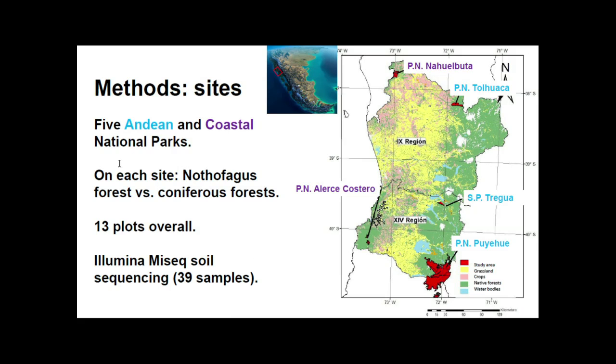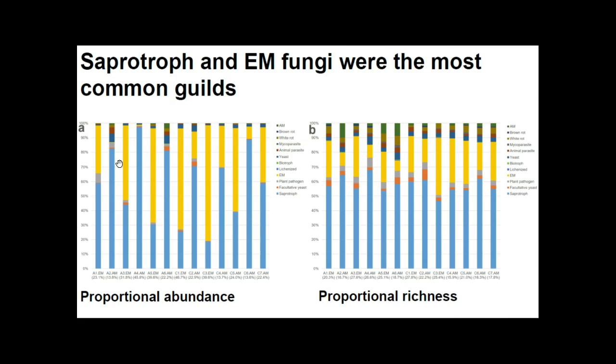To do this, we selected 5 sites and 13 plots overall. In each one of these sites, which correspond to national parks, we compare nothofagus forest versus conifer forest, for 13 plots overall. We sequenced bulk soil with Illumina and ITS2, basically, and these are the main results at the functional level. We can assign each one of these OTUs to fungal guilds. For example, in green you see arbuscular mycorrhiza, then brown root, then the big yellow bars are ectomycorrhiza, and the big blue bars are saprotrophic fungi.